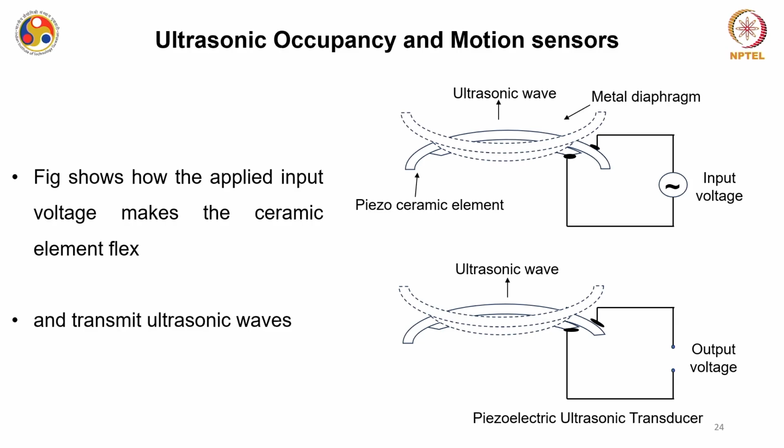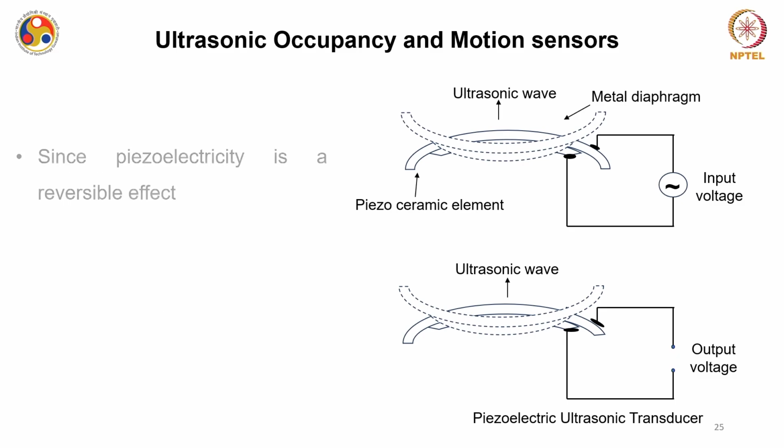For example, consider this case. Here the applied input voltage makes the ceramic element flex and transmit the ultrasonic waves. Please note that this is possible in the piezoceramic element. So when it flexes and is released, because of its movement, you have ultrasonic waves. Of course the diaphragm is made up of metals.